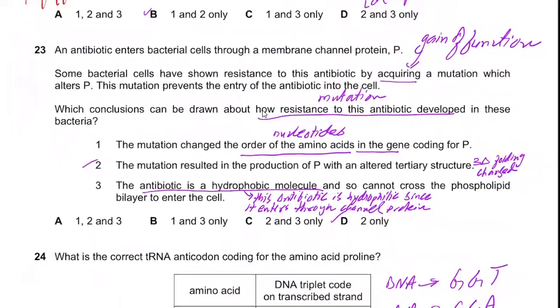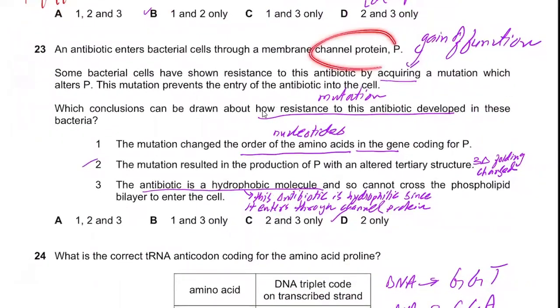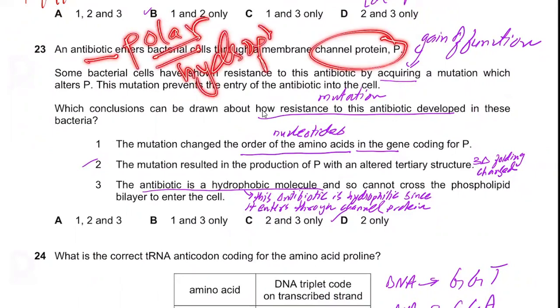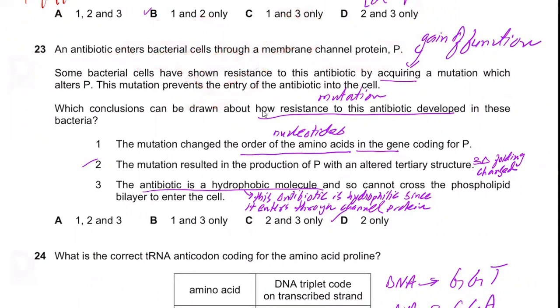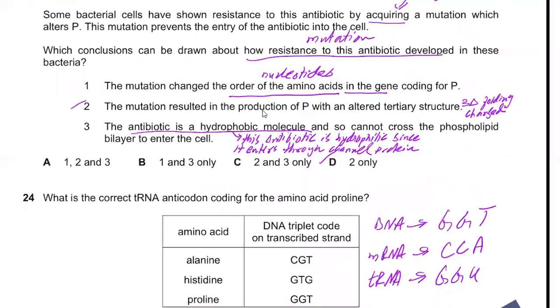Question 23. An antibiotic enters the cell through a membrane channel protein. If it's entering through a membrane channel protein, that means the antibiotic must be a polar molecule, so a hydrophilic molecule that can only enter through a channel protein. Some bacterial cells have shown resistance to this antibiotic by acquiring a mutation, which alters P, the channel protein. This mutation prevents the entry of the antibiotic into the cell. Which conclusions can be drawn about how the resistance to this antibiotic developed?